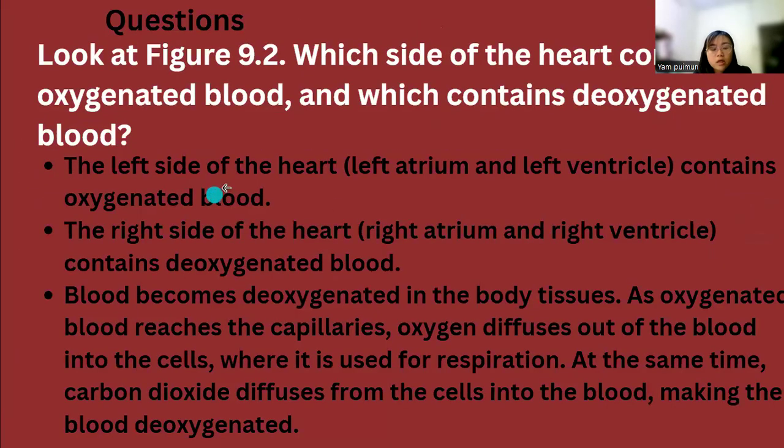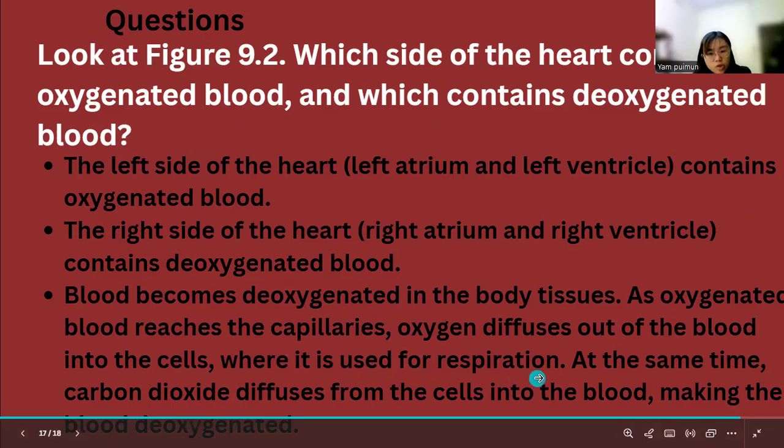So the left side of the heart, the left atrium and the left ventricle, contains oxygenated blood, while the right side of the heart, the right atrium and right ventricle, contain deoxygenated blood. Blood becomes deoxygenated in the body tissues because as the oxygenated blood reaches the capillaries, oxygen is diffused out of the blood into the cells where it is used for respiration. At the same time, carbon dioxide diffuses from the cells into the blood, making the blood become deoxygenated.